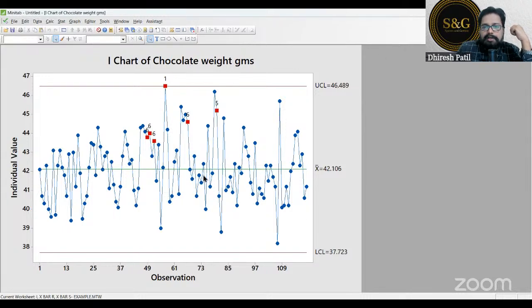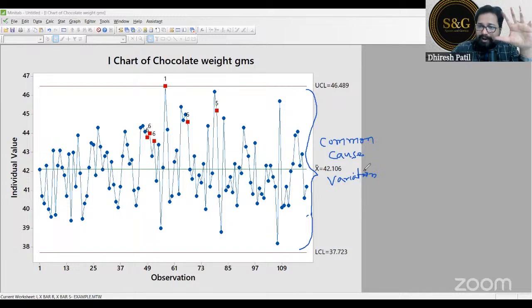Now, understand this. According to Walter Shewhart, the variation which is within these control limits is called common cause variation. What is common cause variation? For example, when you come to your office, there is always a 5 or 10 minutes delay. You observe, right? 5 to 10 minutes delay or 5 to 10 minutes early. There is always a variation, but it's called common cause variation.